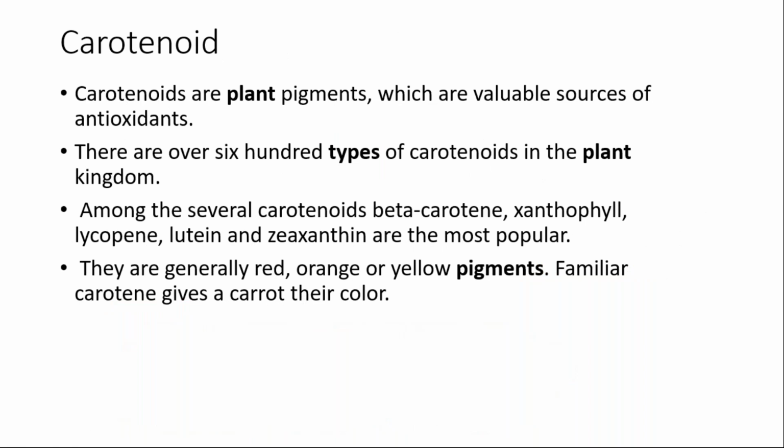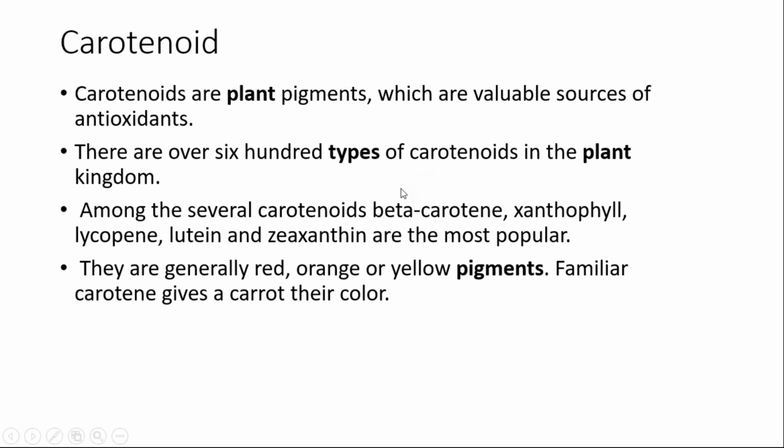The second group of pigments that are important are the carotenoids. These are plant pigments, and they are valuable sources not only for their color, but they are known to be potent antioxidants. There are several hundred types of carotenoids in the plant kingdom. It is not possible for us to study all the carotenoids, but let us look at the major carotenoids which have a biological significance either as antioxidants or to give color, which can be used as natural color.